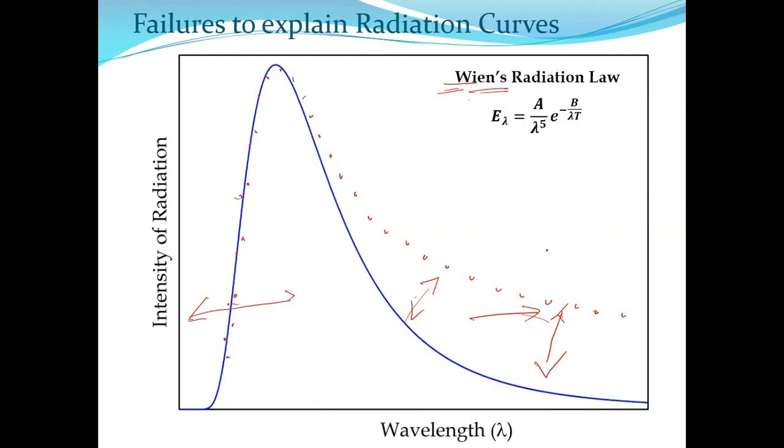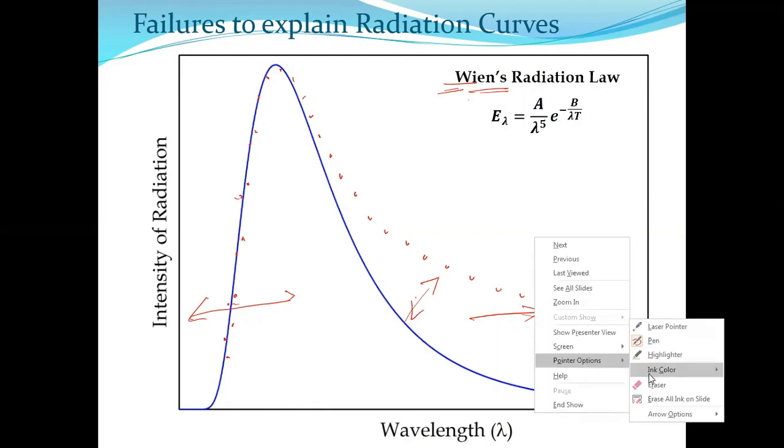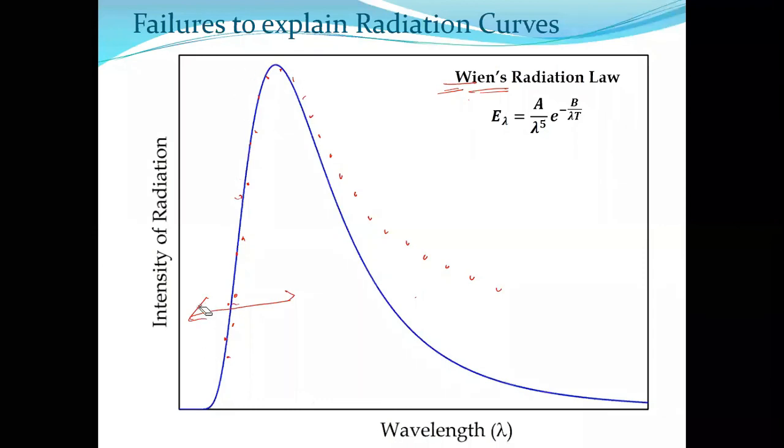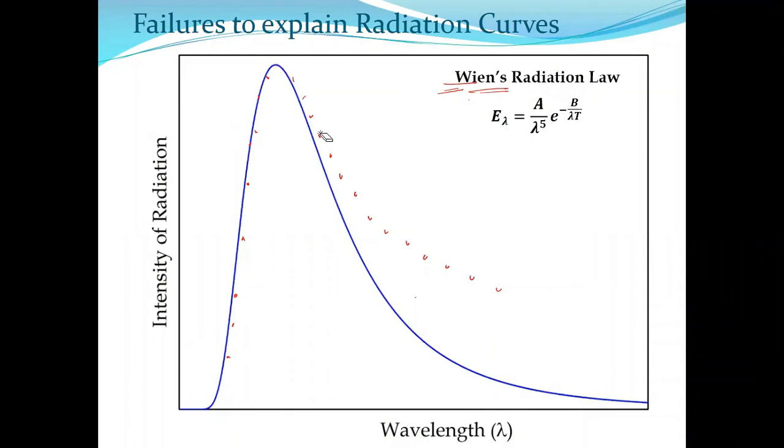Next attempt was by Rayleigh-Jeans. 2 scientists simultaneously tried to fix this problem. That means they tried to find a formula which can fit the experimental curve. Let me remove these points, otherwise there will be confusion. Bear with me, please. Okay.